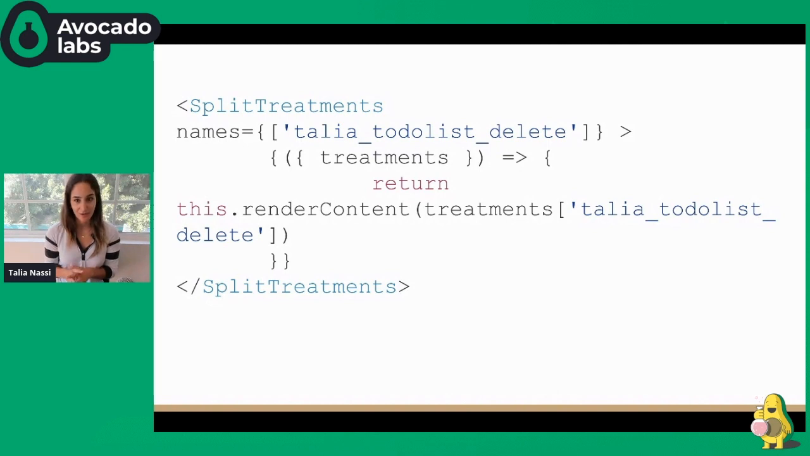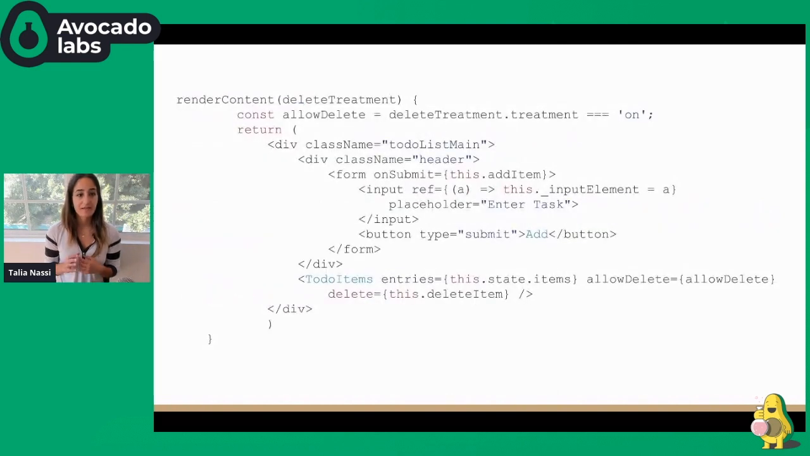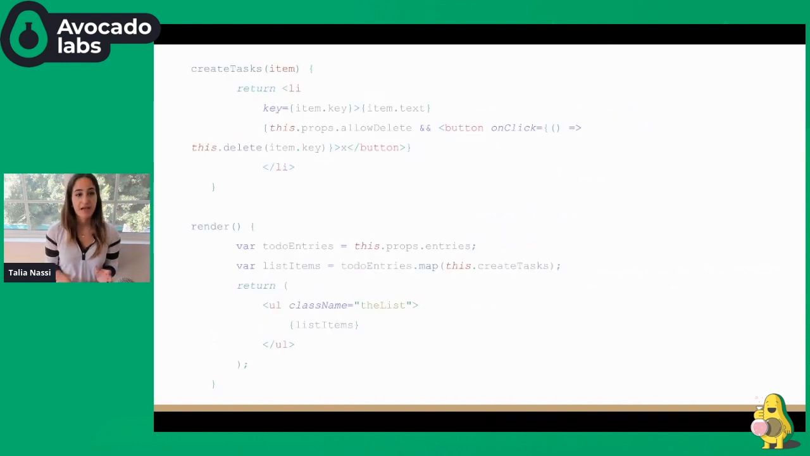and it didn't work. And then in the second render function, I created a variable named allow_delete that differentiates between treatment on and off. So again, if the treatment's on, you allow the users to delete, and if the treatment's off, then there is no option to delete. And then I have a function called create tasks that gets called in my render function and conditionally renders the delete button if the allow_delete variable is set to true.